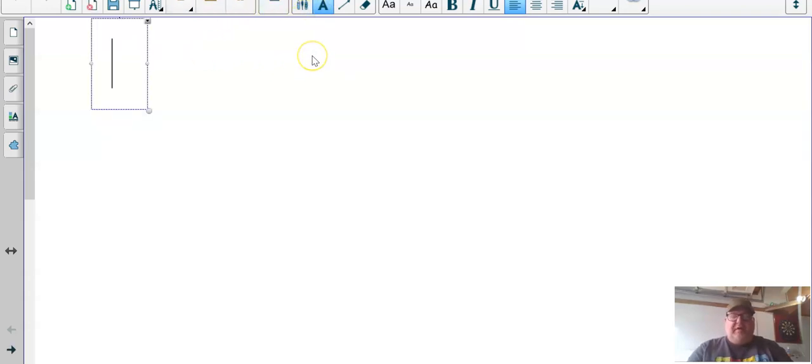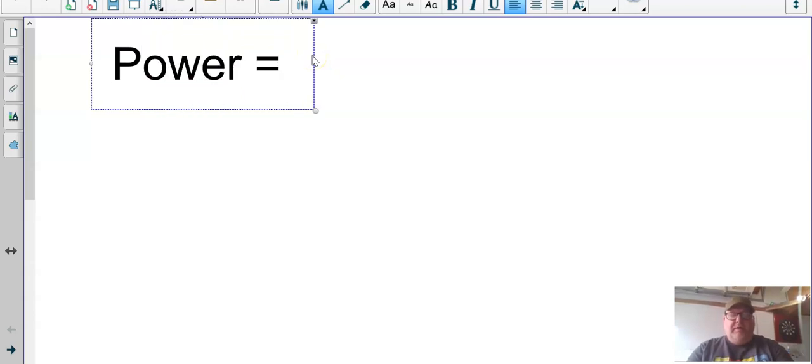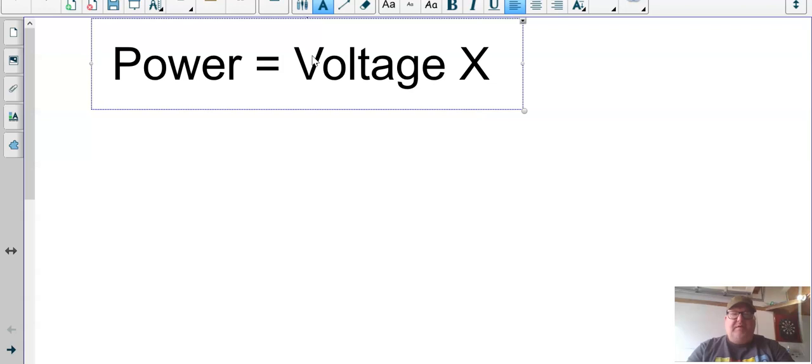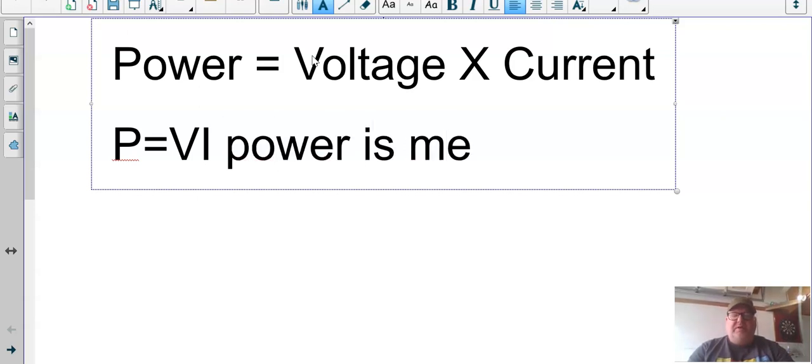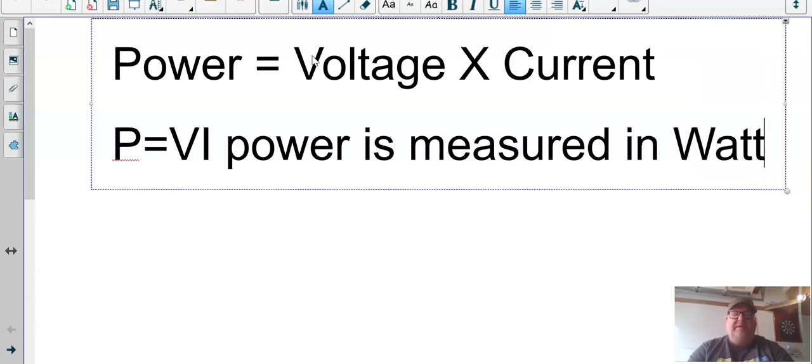So to start off, power equals voltage times current. We symbolize it P equals V times I. Power is measured in watts.